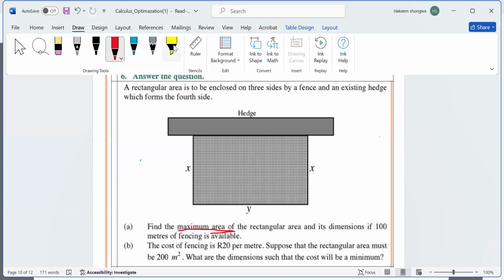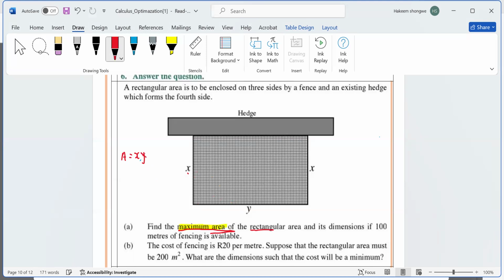This is a keyword. What is it that they are maximizing? Area. They are maximizing the area. We are going to write the formula for the area of a rectangle. So we say we have area, which is going to be x multiplied by y, because already they have x and y. That's how we get the area.